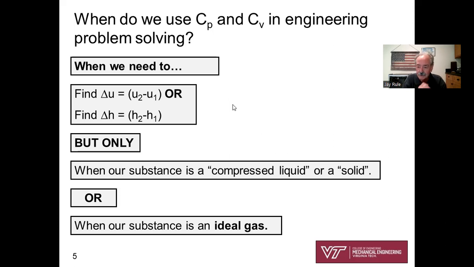But there are only a couple of conditions when we're going to use C sub P and C sub V in calculating these things. We only use them when our substance is either a compressed liquid or solid. That's situation one. We're going to talk a little bit about that. Or when our substance is an ideal gas. And we're going to talk a lot about that. So let's get this part out of the way quickly: when we have a compressed liquid or a solid and we're looking for delta U or delta H.